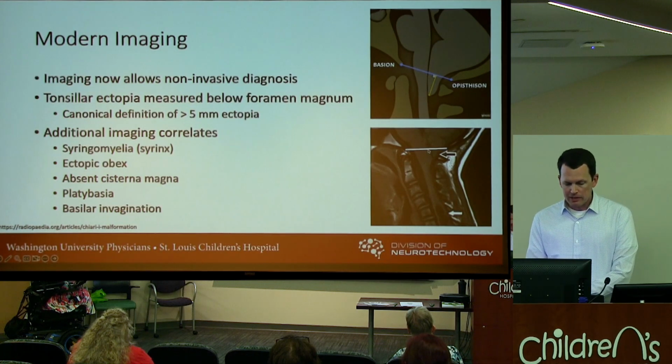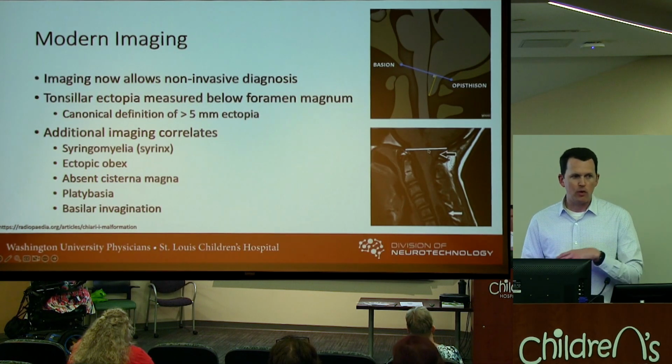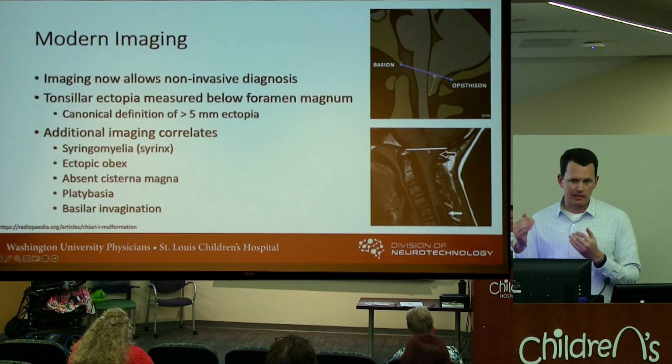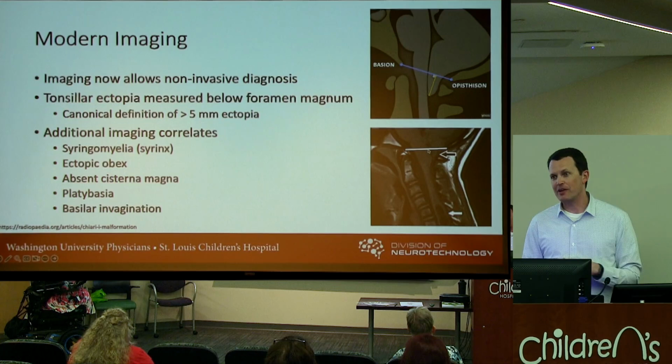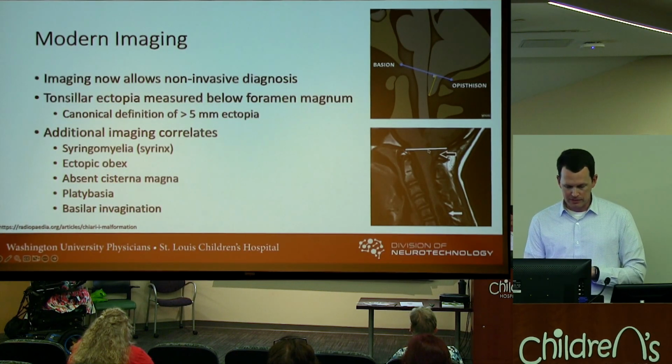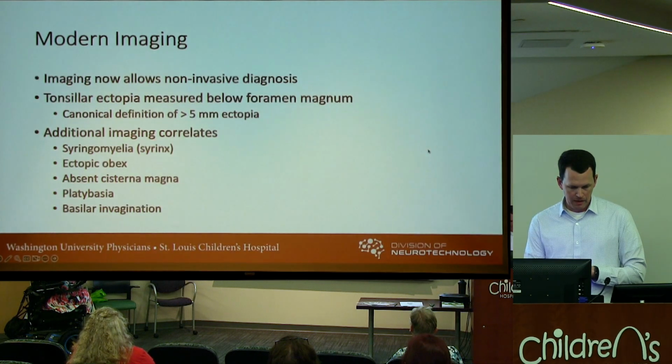Absent cisterna magna, platybasia, basilar invagination, a whole lot of other features that we've realized are associated with this ectopic position of the tonsils that was nowhere described by Hans Chiari, but as we've gotten better at our advanced imaging, have found these things to be very frequently seen together.